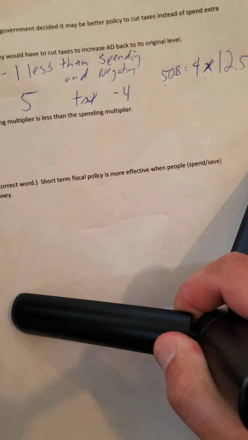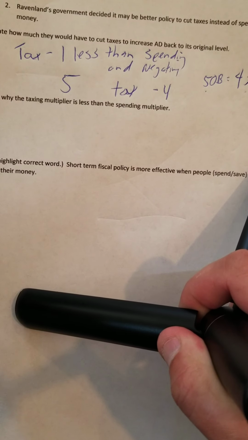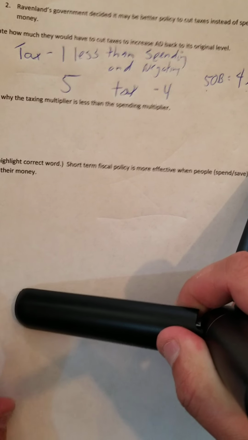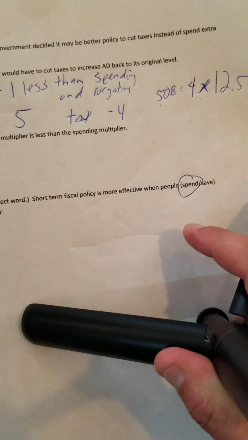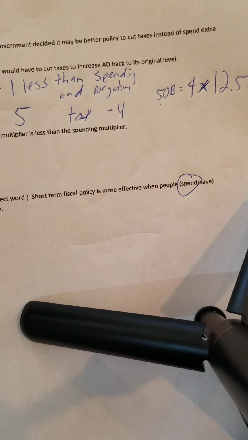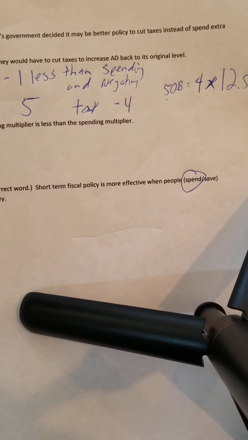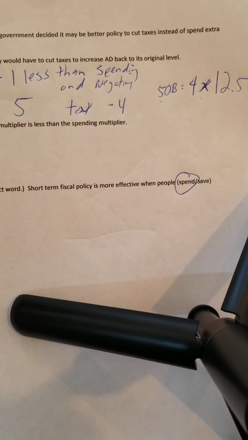Finally, from this activity, we should know that short-term fiscal policy is more effective when people spend their money. If they save their money, it doesn't get multiplied. Hopefully this makes sense to you, and hopefully you're doing well, guys.